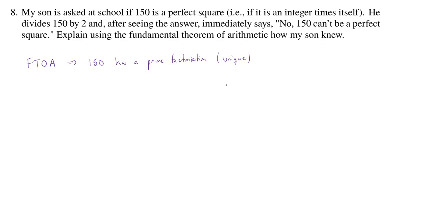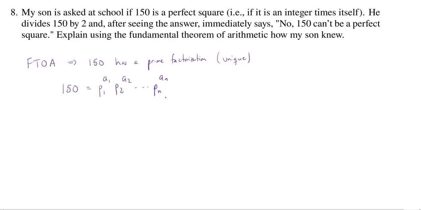Well, what does it mean to be a perfect square? 150 is a perfect square if it's an integer times itself. So I know, of course, we can write down very easily a prime factorization of 150, but that's not what my son did. He just divided by 2 and then said, boom, it's not a perfect square. So let's explain this by writing down just a generic prime factorization. It would look like P1 to the A1, P2 to the A2, dot, dot, dot, Pn to the An.